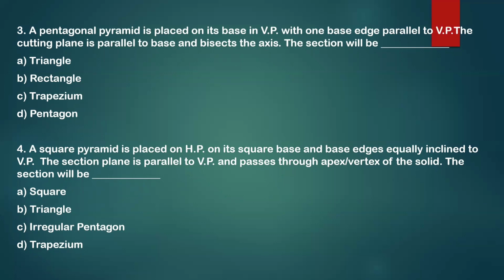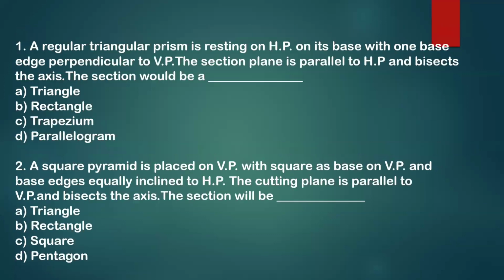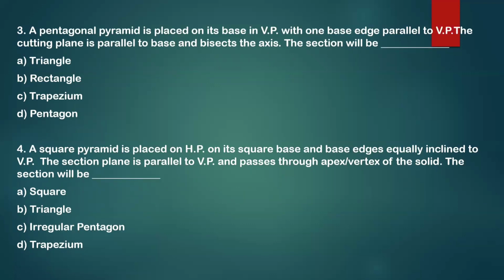Whatever we have seen previously, where that square pyramid was placed on the VP and the cutting plane was parallel to the VP. Now in this case also, the pentagonal pyramid is again placed on its base, and again it is in the VP. So with one base parallel to the VP, that base will be perpendicular to XY in the front view. And the cutting plane is parallel to the base.